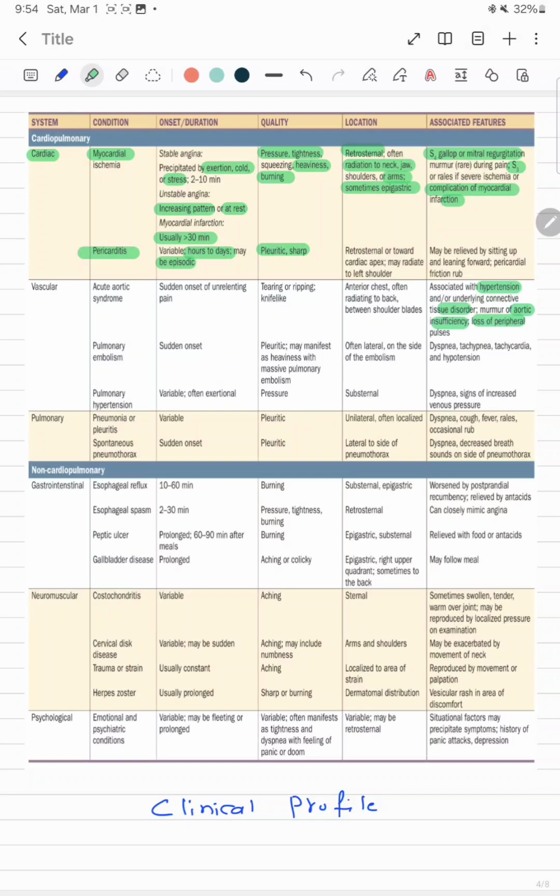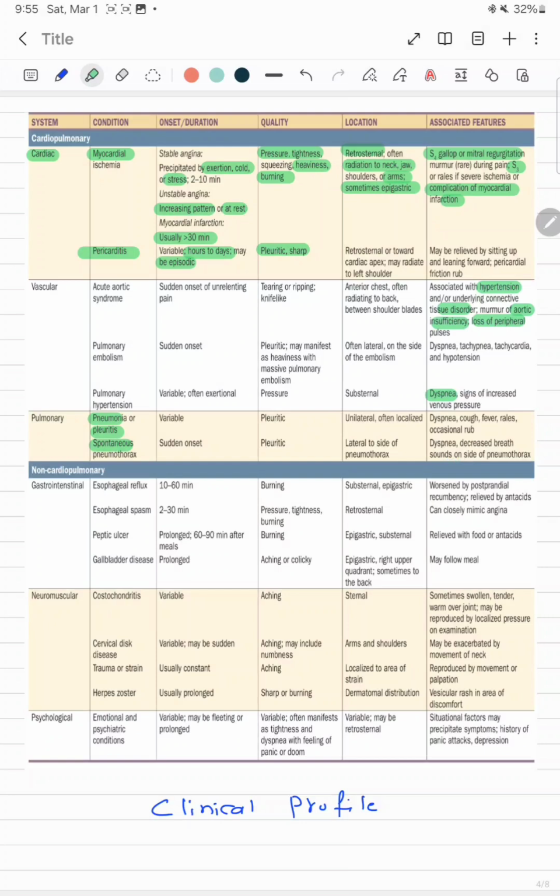Apart from that, pulmonary hypertension has variable onset of chest pain, pressure type in quality and substernal in location, associated with dyspnea. Dyspnea is important. Signs of increased venous pressure, that is venous congestion and raised JVP, are seen. The next important cause in the cardiopulmonary group is pneumonia, pleuritis, and spontaneous pneumothorax. The life-threatening cause among these is spontaneous pneumothorax. It has sudden onset pleuritic pain on the side of the pneumothorax, with dyspnea and decreased breath sounds on that side on auscultation.